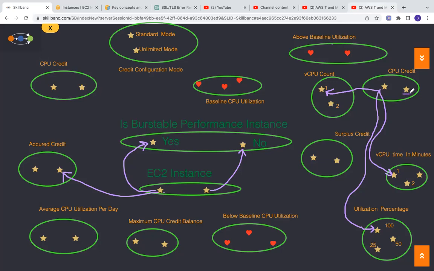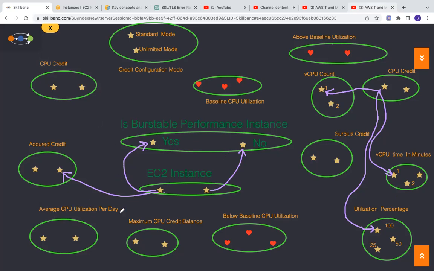So suppose you have 2 CPUs and 2 minutes at 50% utilization, then the count is doubled basically. 2 times 2 is 4, 4 times 50% utilization, 200%. So two units, 2 CPU credits. That's how the calculation happens.